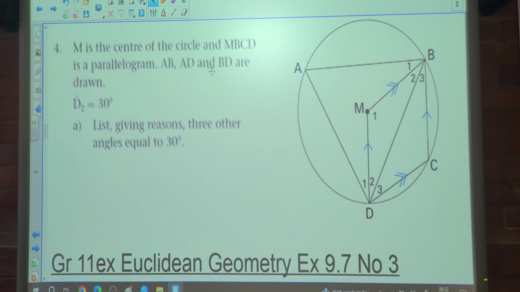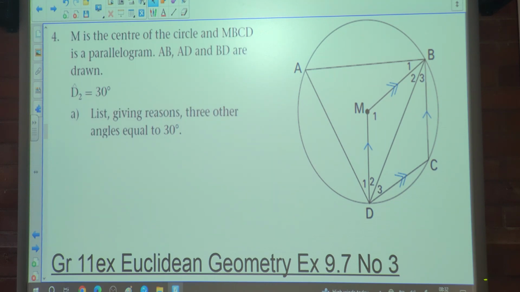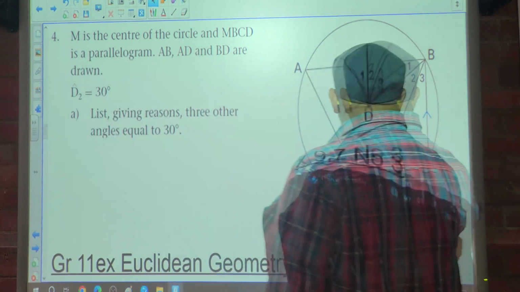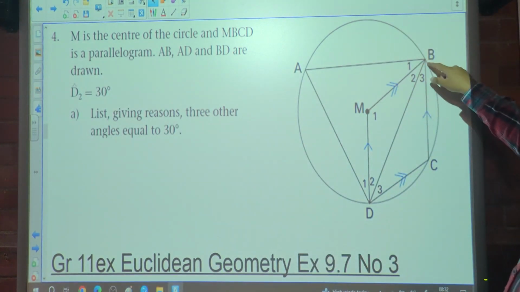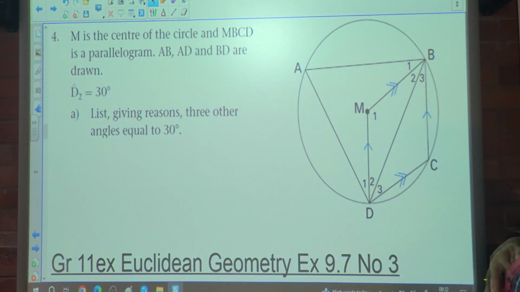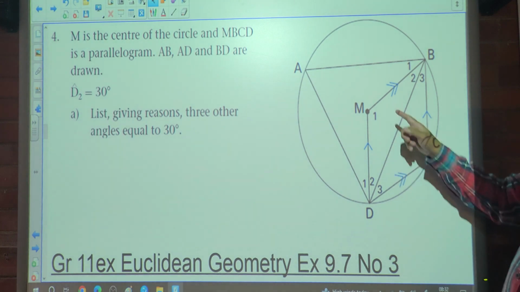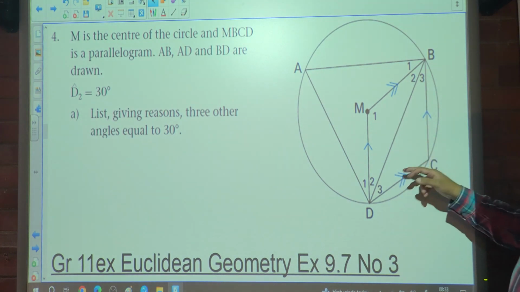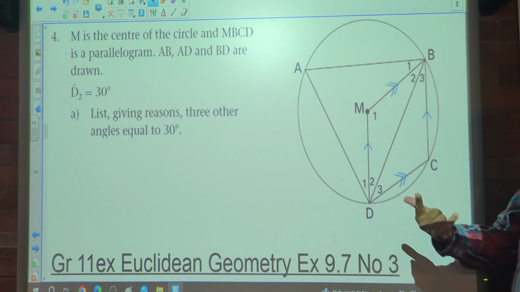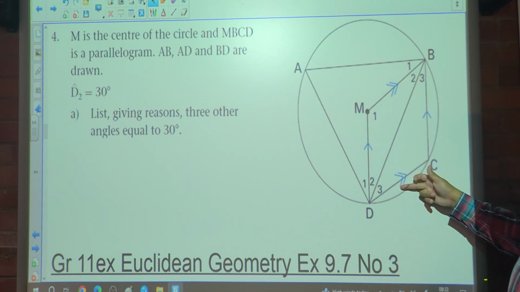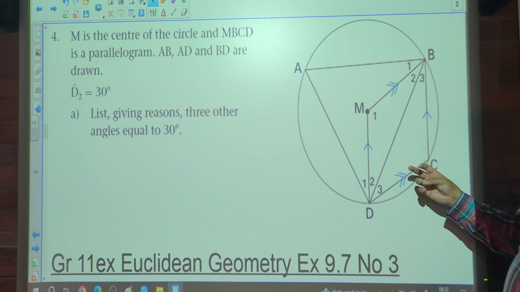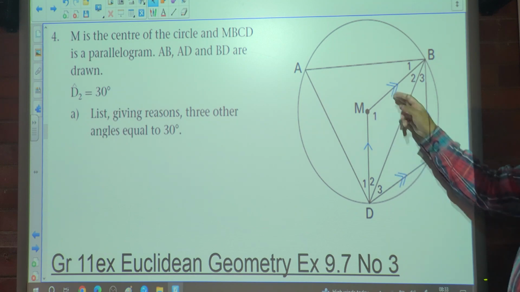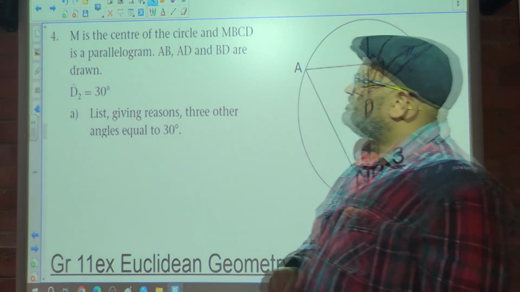So in number 4 we are told that M is the center of the circle and MBCD is a parallelogram. If that's a parallelogram, what do we know? Opposite angles are equal. The diagonals bisect each other. Opposite lines are parallel. One more. Opposite sides are equal. Two pairs of opposite sides are equal.